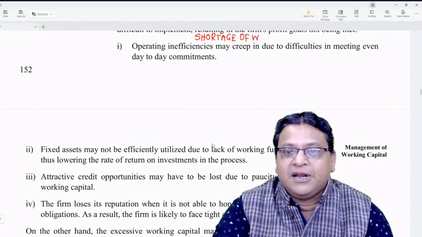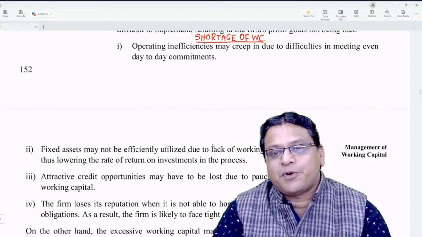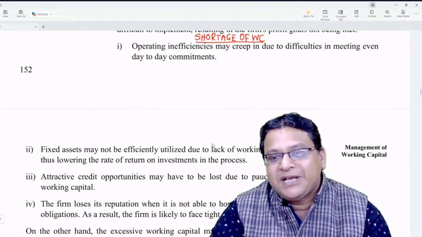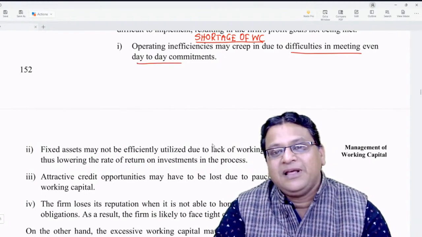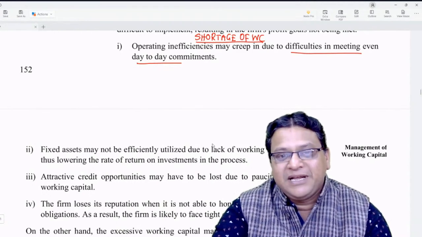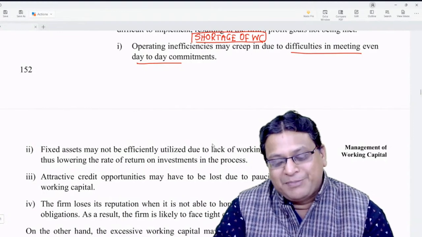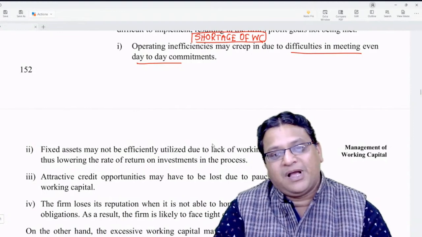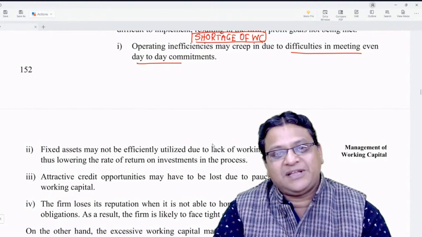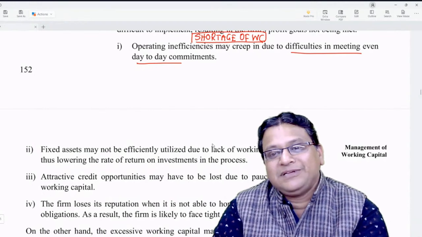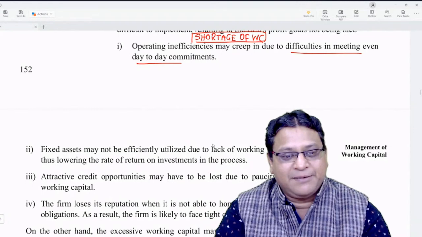Shortage of working capital may lead to the following problems. The first problem arises due to difficulty in meeting day-to-day commitments of the business. The electric bill payment has come and you do not have money. The stock supplied has come for payment and you do not have money. You cannot manage your day-to-day commitments if you have shortage of working capital.